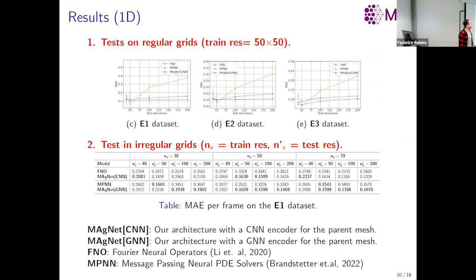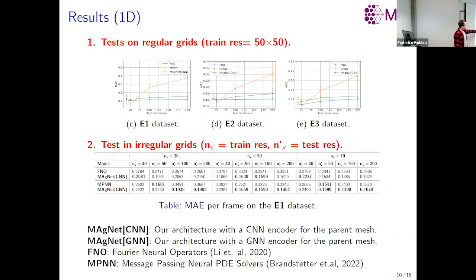MPNN, which is here, is really doing poorly for this E1 dataset, which is one of the datasets, and we do better for this one. Note that this is under resolution, so it's a bit of a weird task, but we still do better in this case. And same here, and in here you have like a great resurgence of FNO, which for some reason does better here. Sometimes you don't really know what happens. But you'll see that our method is not the best for all cases.